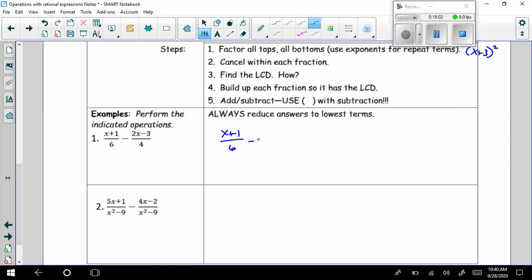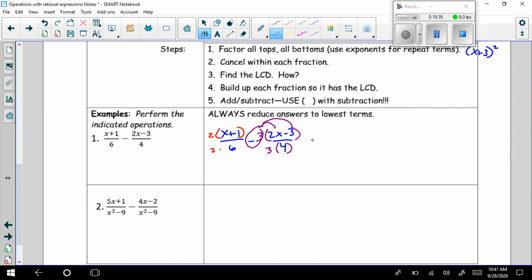x plus 1 over 6 minus 2x minus 3 over 4. All right. Neither one of these reduces. They don't have anything in common. So I know that both 6 and 4 go into 12. This was just like the example above. So I'm going to multiply this by 2 and this by 2, putting parentheses around the fact that that will be a binomial. Then on this side, same thing. I'm going to multiply by 3 and by 3. When I distribute this 3 through, I'm going to distribute it with the negative.